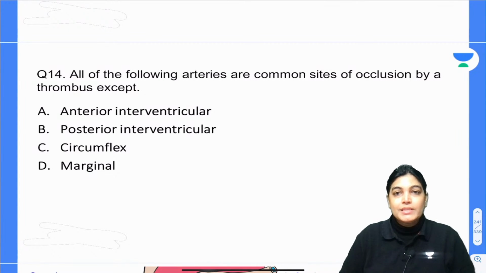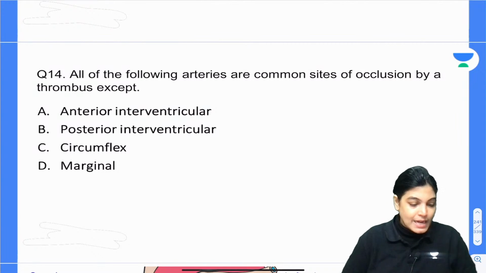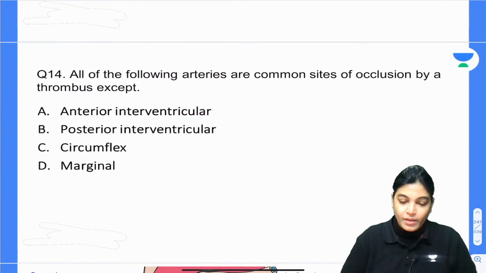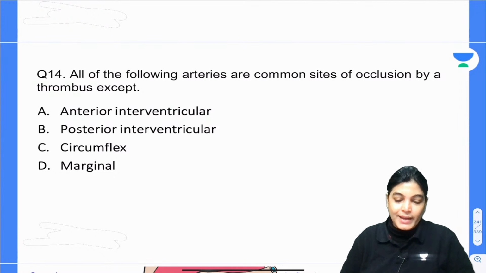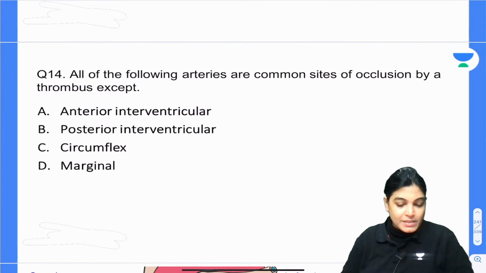All of the following arteries are common site of occlusion by thrombus except. Options are anterior interventricular artery, posterior interventricular artery, circumflex artery, and marginal artery. All of the following arteries are common site of occlusion by thrombus formation except. So your time starts now. Please mark the correct answer.